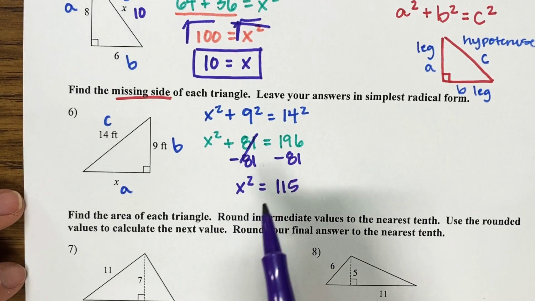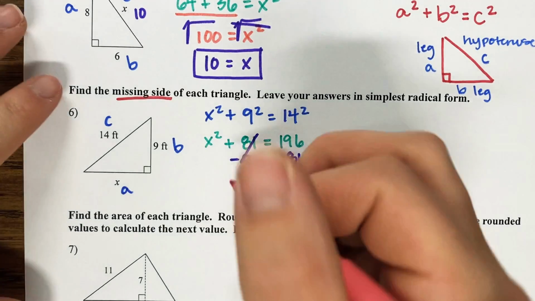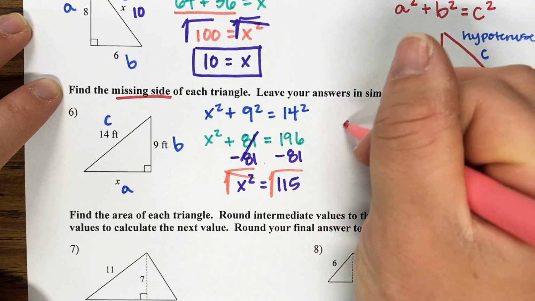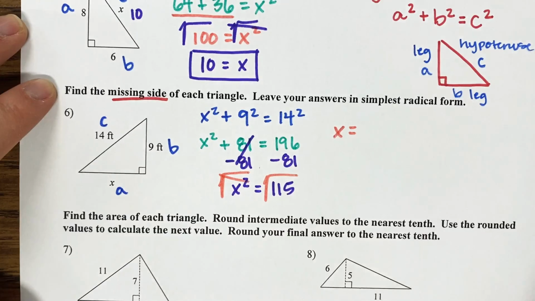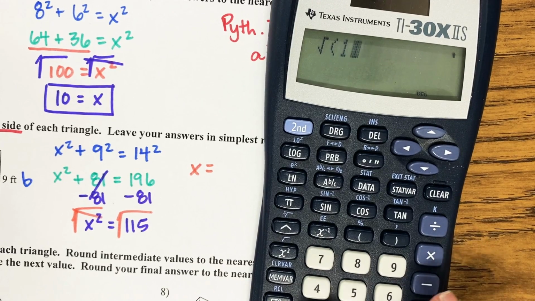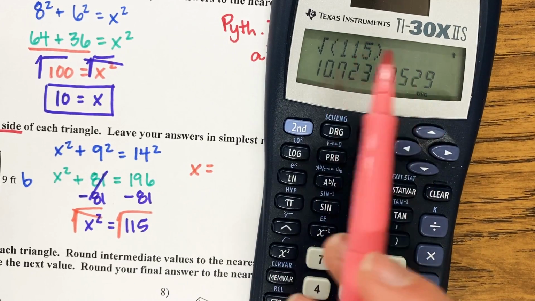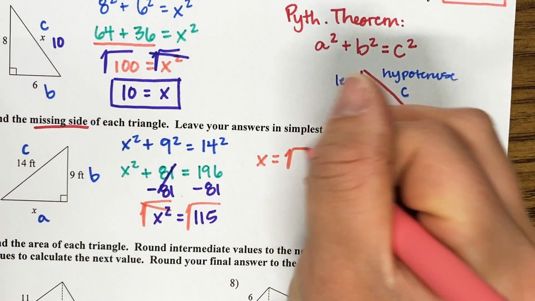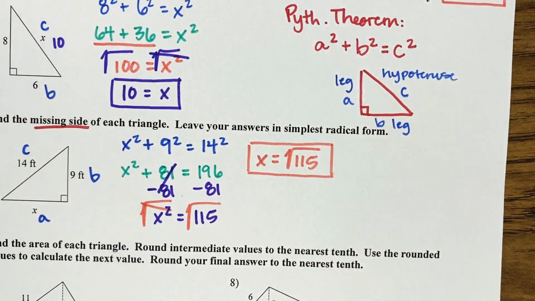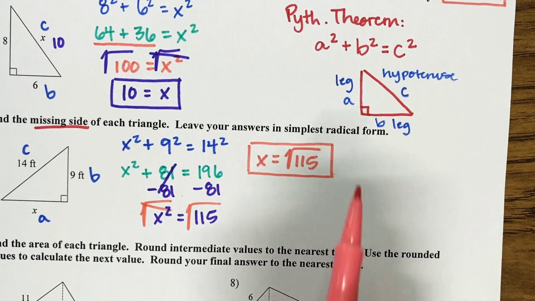Okay, we're not quite done, because what is the opposite of square? How do we get that X by itself? We're going to square root it. Square root. Okay, and what do I get for X? What is the square root of 115? Well, let's check. Okay, so second square root button, 115 equals, oh, that's a big ugly decimal. So instead of this big ugly decimal, I'm just going to keep it as the square root of 115. And there we go. Not quite as pretty as just 10, but that's how we leave it, just the square root of 115.